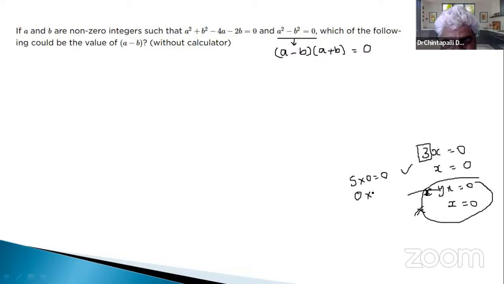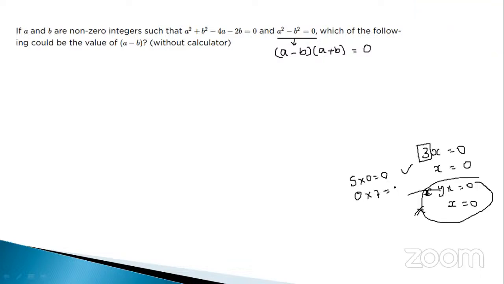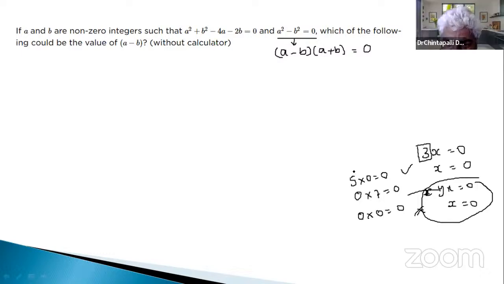0 times 7 is 0, sir. 0 times 0 is 0, sir. So if the product of two numbers is 0, there are 3 cases. The first number may be 0, or the second number may be 0, or both may be 0. Yes, sir.